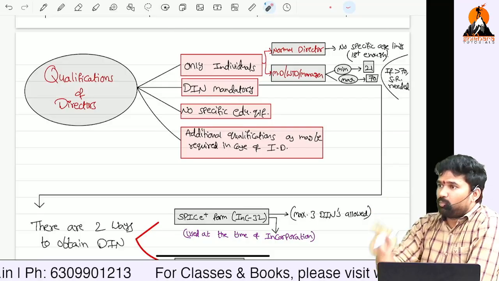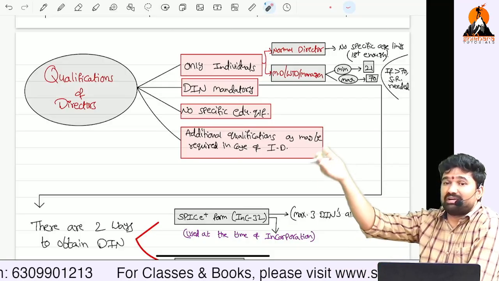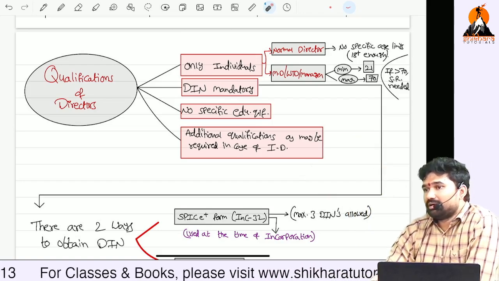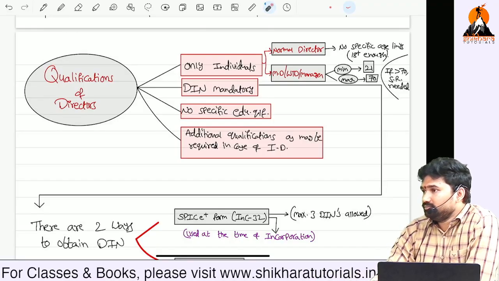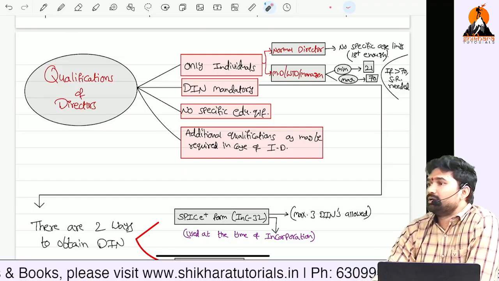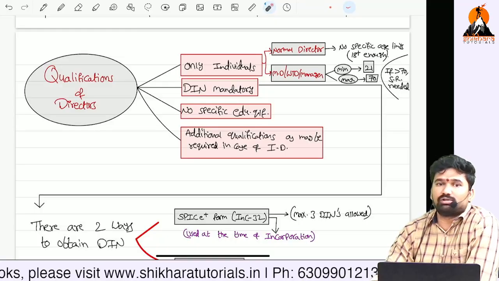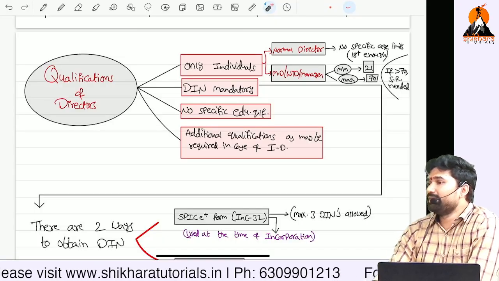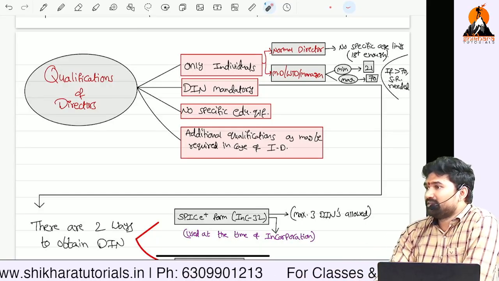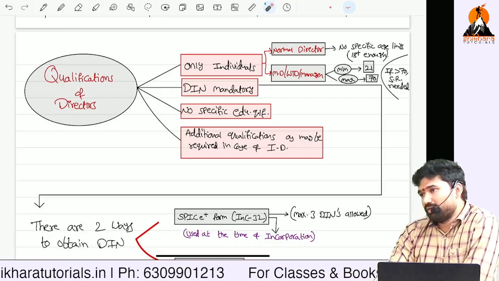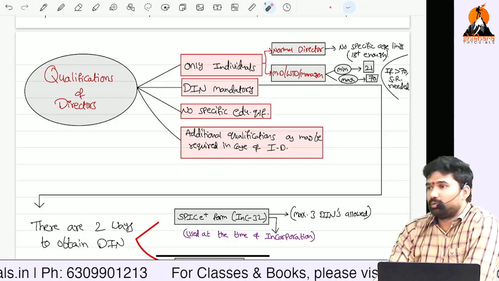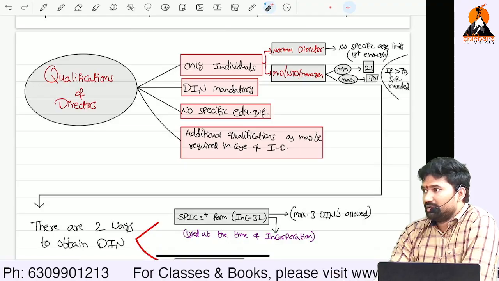But you can appoint a person who is having more than 70 years also. But for that thing, SR is required. What is that SR? Special resolution. You can appoint a person who is having age more than 70 years also. But for that appointment, you have to justify to the shareholders, and 75% or more voting is required. Simply, a special resolution should be passed in the general meeting for that appointment. That is the simple thing.